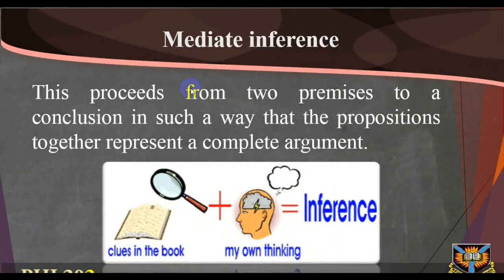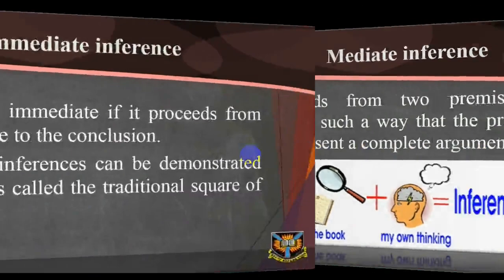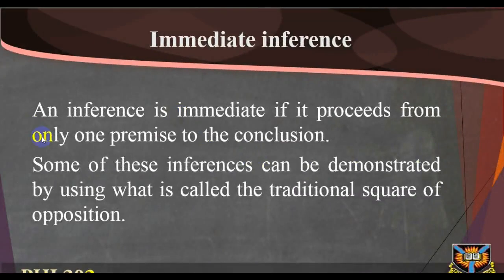Mediate inference proceeds from 2 premises to a conclusion in such a way that the propositions together represent a complete argument. An inference is immediate if it proceeds from only one premise to the conclusion. Some of these inferences can be demonstrated by using what is called the traditional square of opposition.